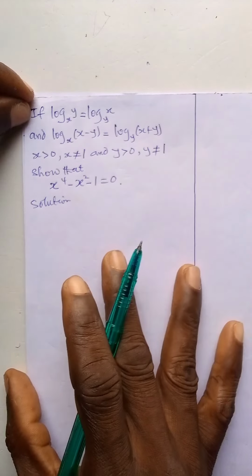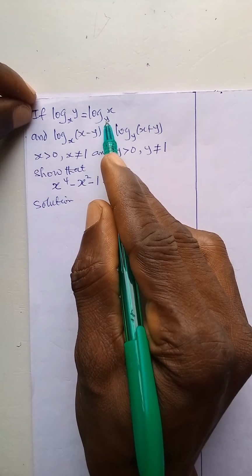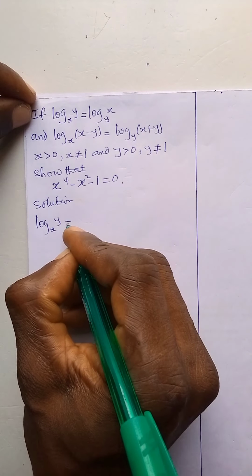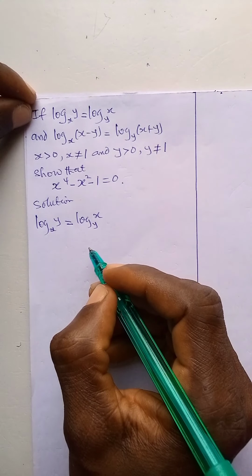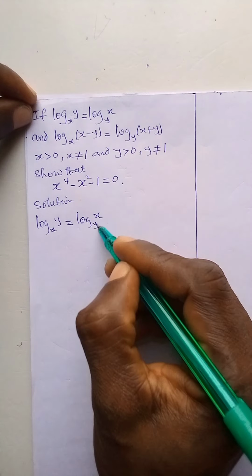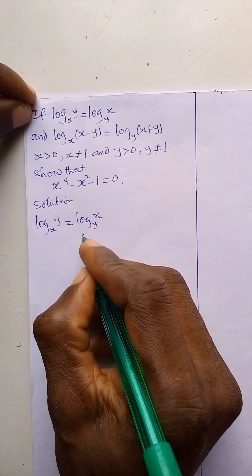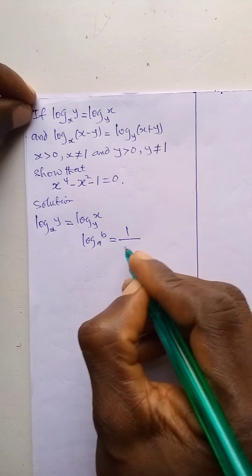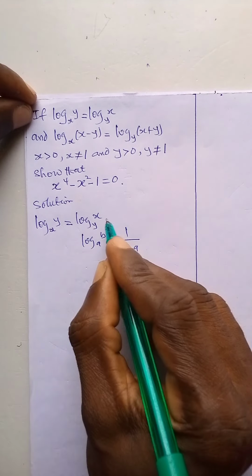Now, back to the question. We are going to first of all start with the first equation, which is log to base x of y is equal to log to base y of x. In logarithm, we can apply the rule where we swap positions of the numbers. For example, if I have log to base a of b, it will be 1 over log to base b of a. I will apply this rule here.